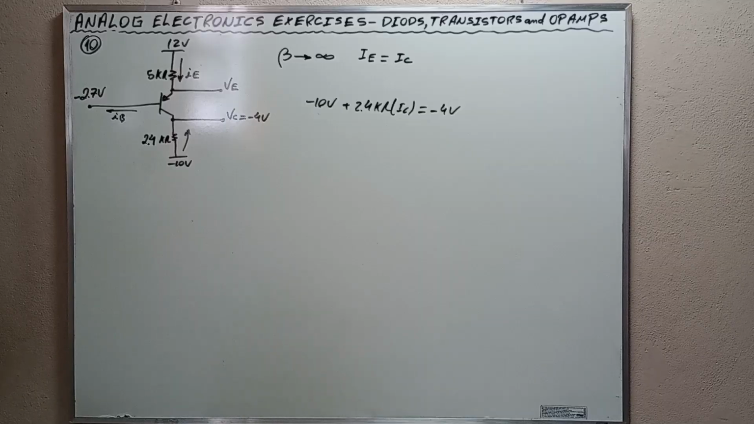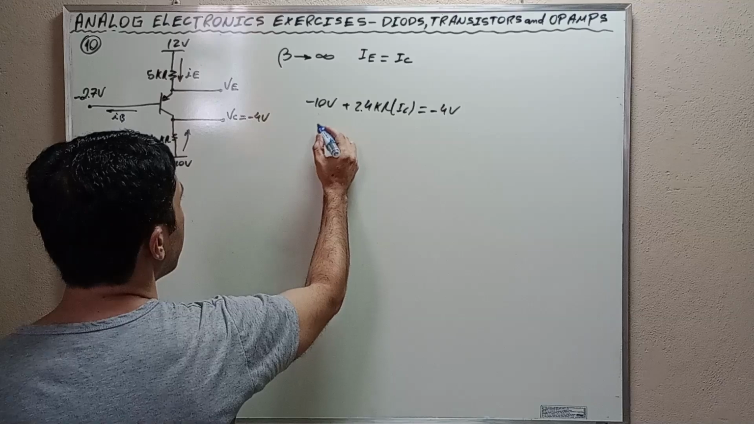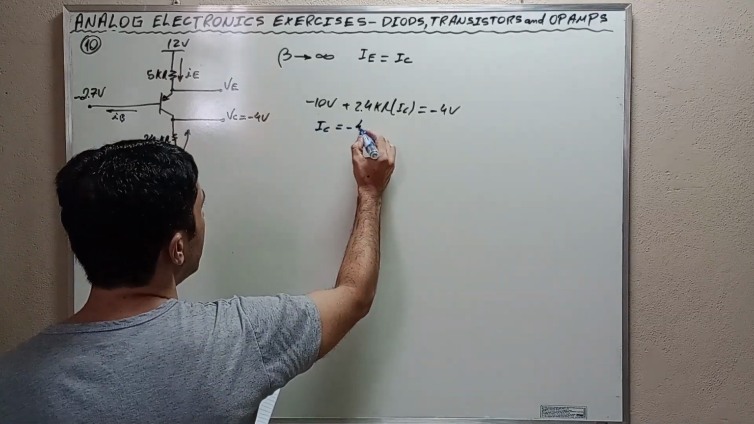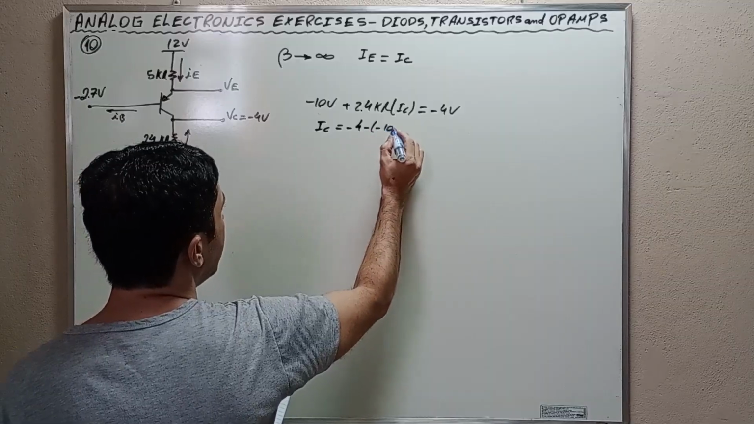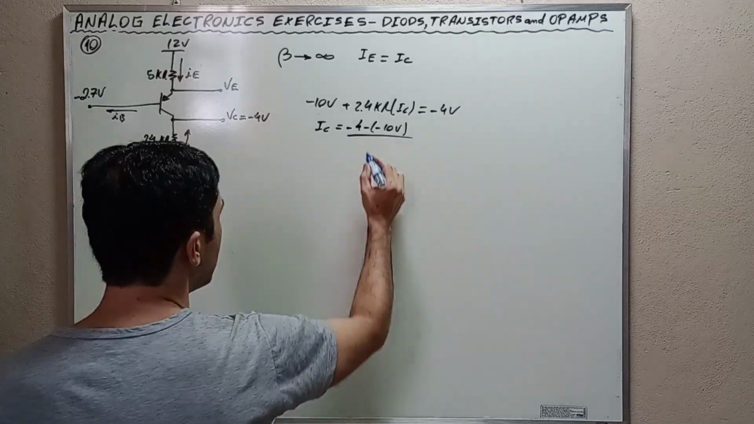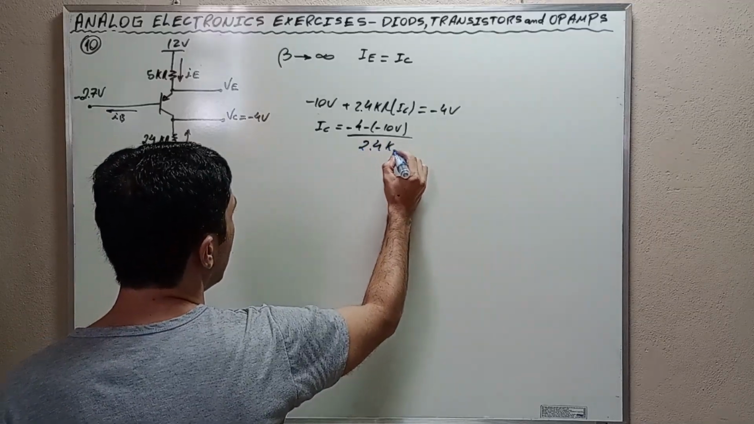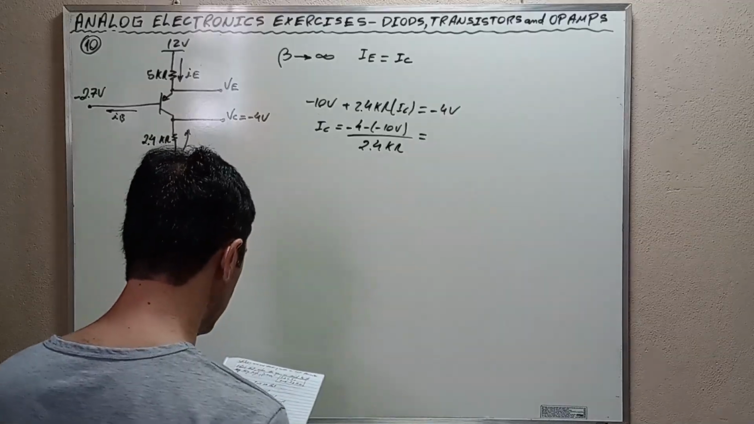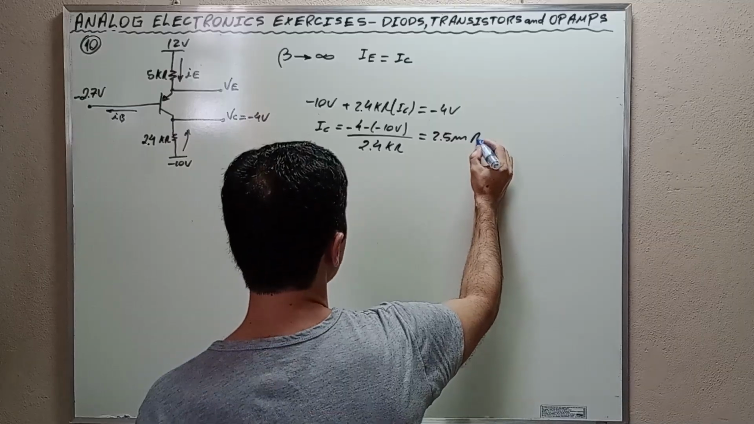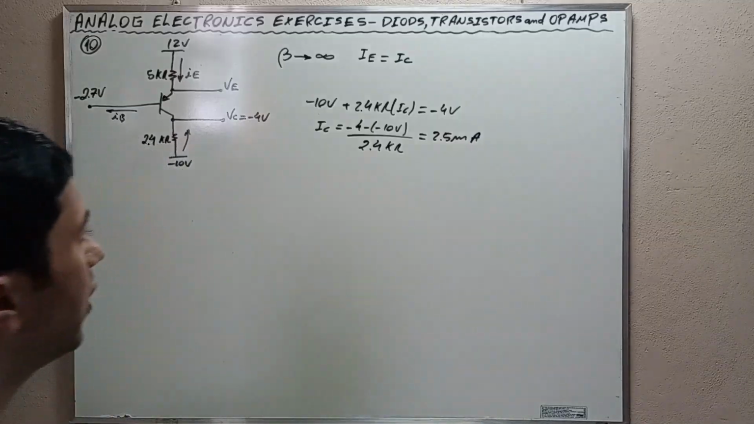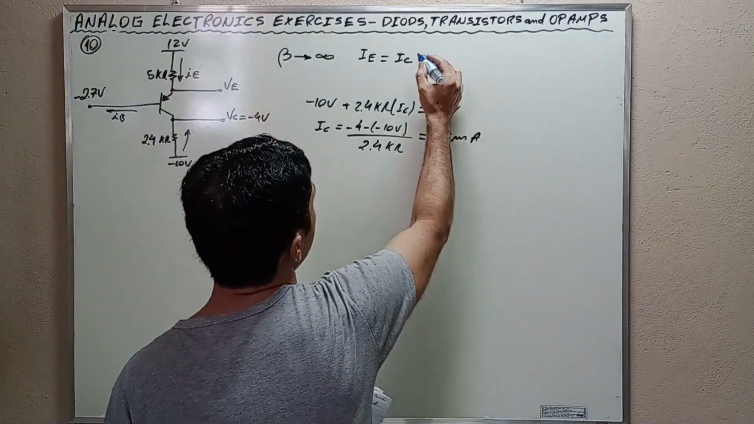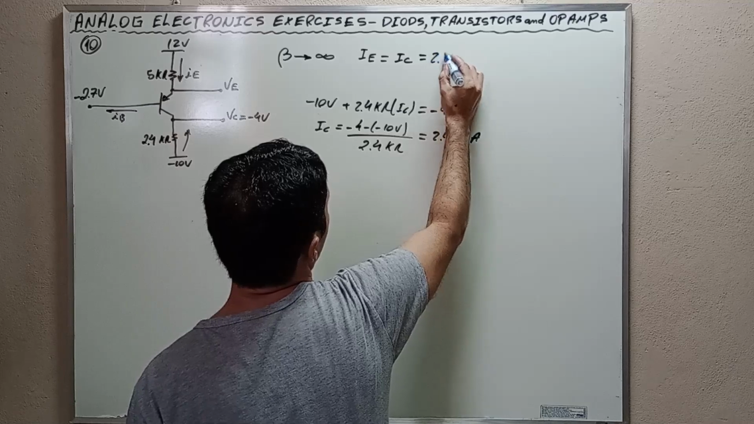From which we find that IC is equal to negative 4 minus negative 10 volts divided by 2.4 kilo ohms, and this is equal to 2.5 milliamps. Alright, this is the value of the collector current, and this is also the value of the emitter current, 2.5 milliamps.